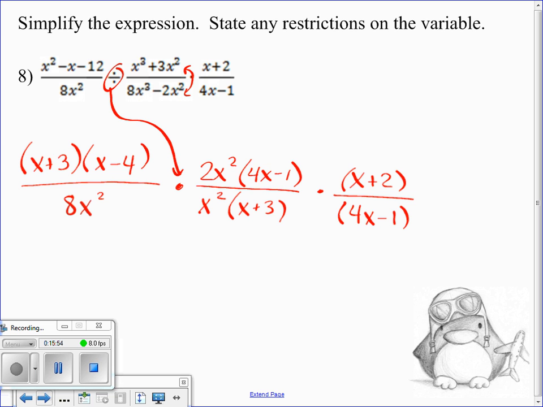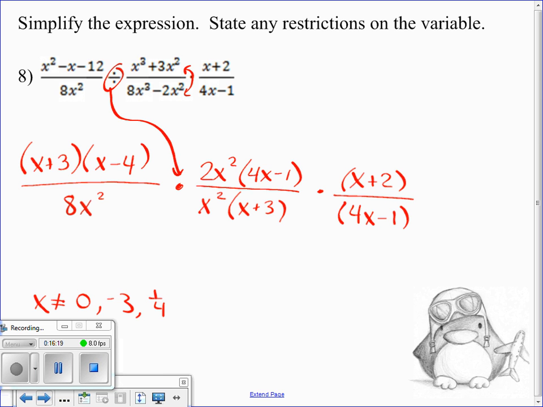Hey, something without factoring in it. The whole last fraction didn't do much. Whew, what's your next step? Restrictions. So x cannot equal 0, 0, negative 3, 1/4. Okay, there's my restrictions.